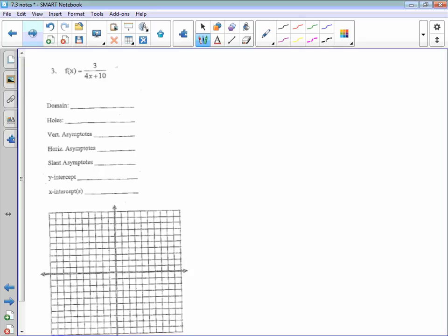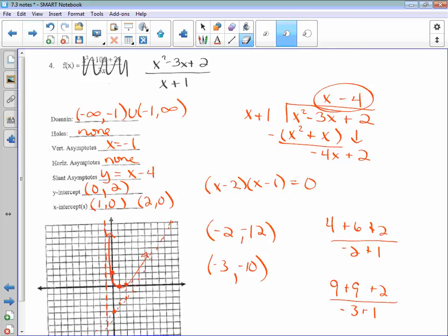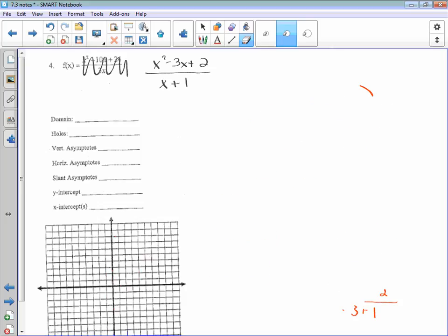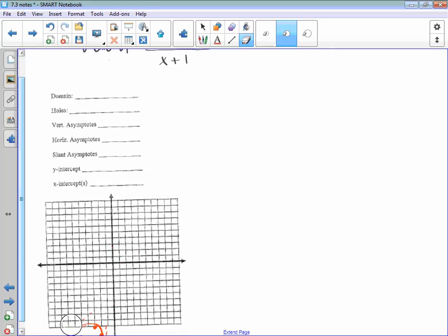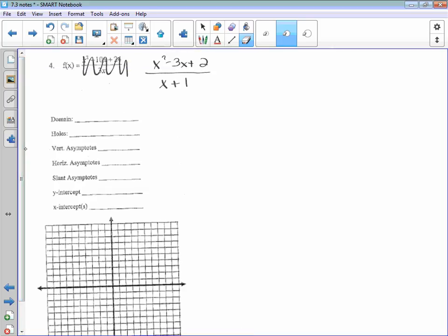All right, we're skipping 3. And guys, number 4, I'm actually changing. I said we skipped number 3. Skip. And change number 4 to this. Change it to x squared minus 3x plus 2 over x plus 1.